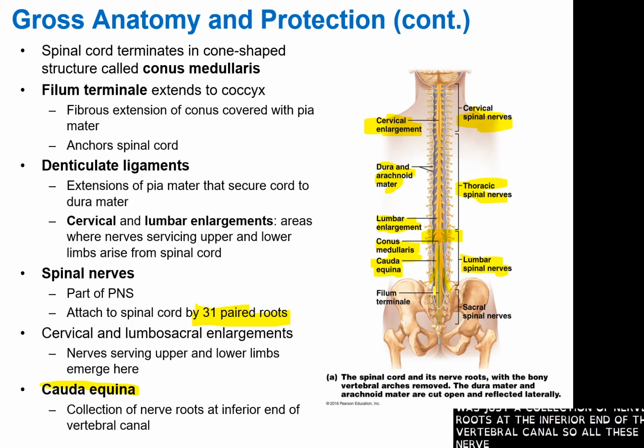So all these nerve roots then. And it literally gets its name, it means horse's tail. So if you look at what this region looks like, it kind of looks like a horse's tail if you do a dissection. And then it terminates down here at the filum terminale, where the sacral spinal nerves are. And all those sacral foramens, all those holes, are exits for the spinal nerves in the hip region.